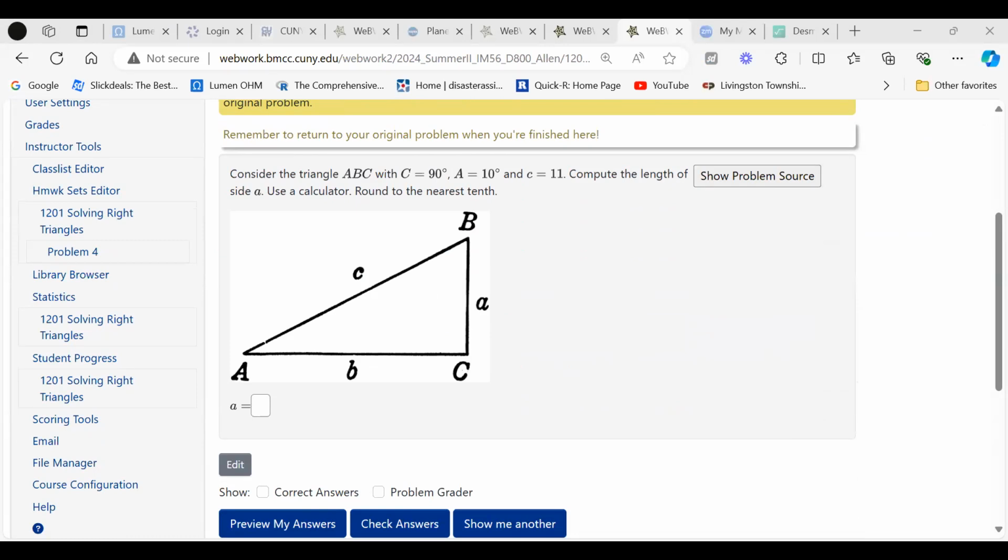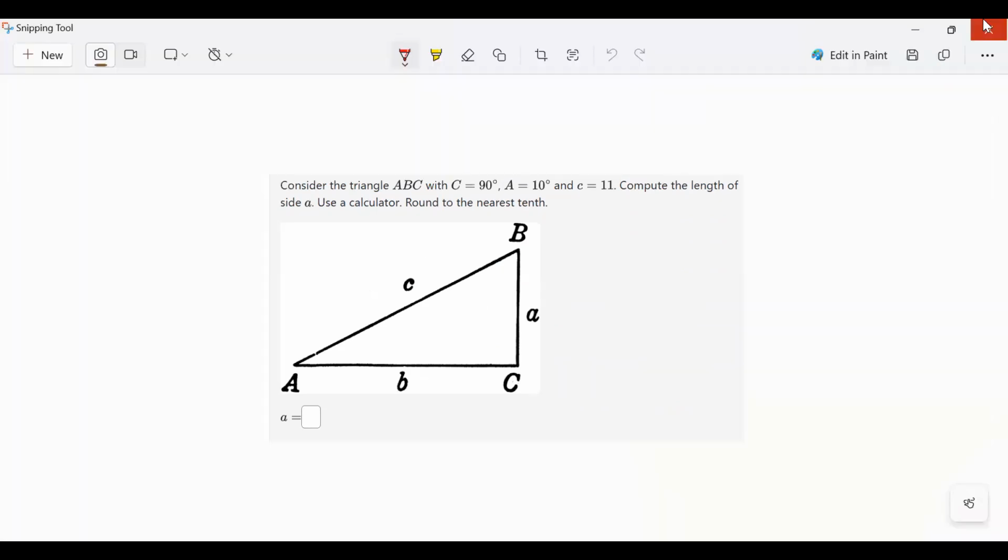All right, so first, let's set up using the proper trigonometric identity, right? So here angle A is 10 degrees. This is 90 degrees, so we have the right triangle. Here C is given, right? C is 11 units. A is what we're looking for. And when we do the ratio of A over C, that's the sine of A. So we're going to do sine of angle A equal to A over C.